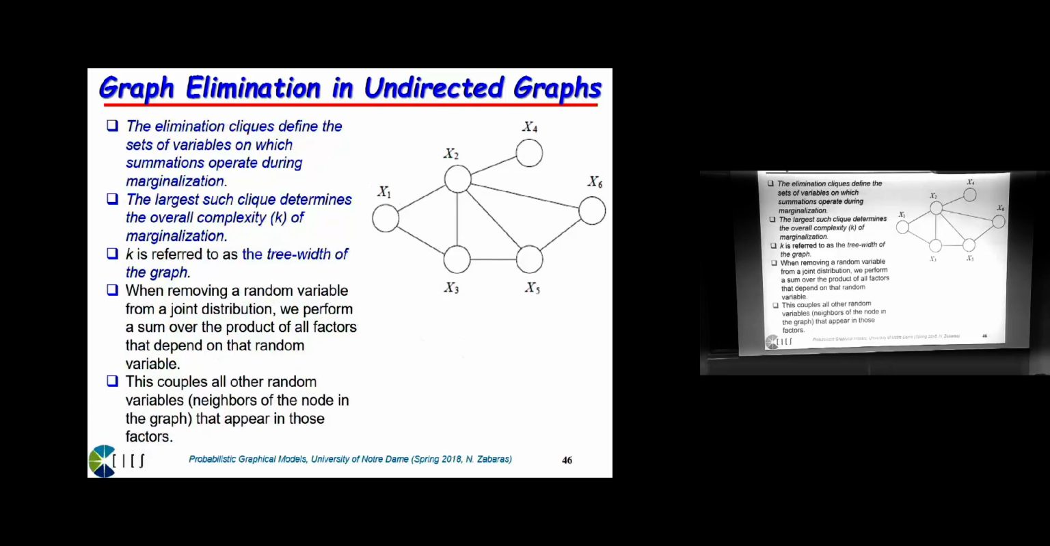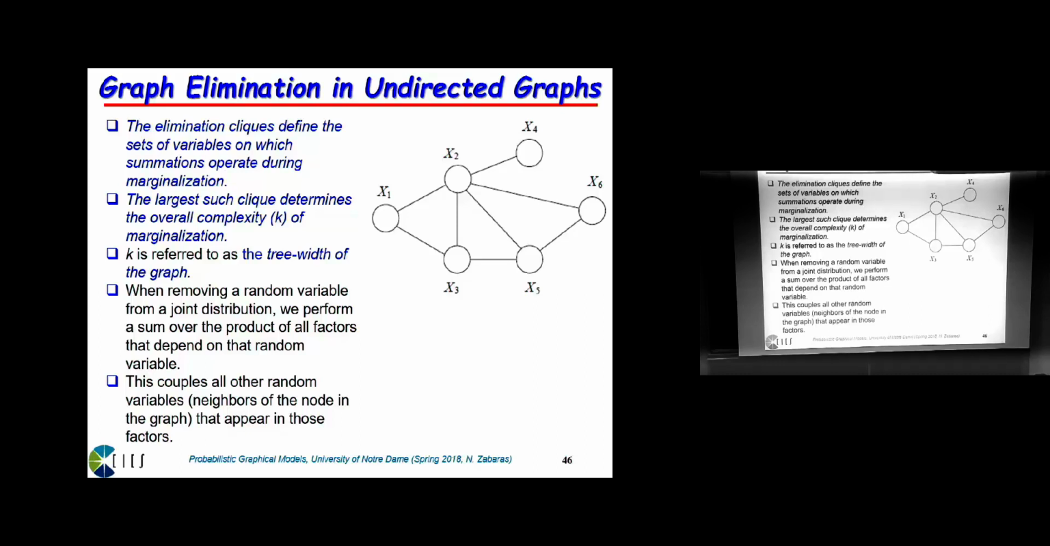All right. Now, the operations you're going to do when you eliminate a node, you are going to multiply, basically you're going to work with the potentials of these cliques. So the bigger the size of the clique, the more complex the algorithm will be, and that's why the largest clique that you come up with defines the overall complexity of the algorithm.